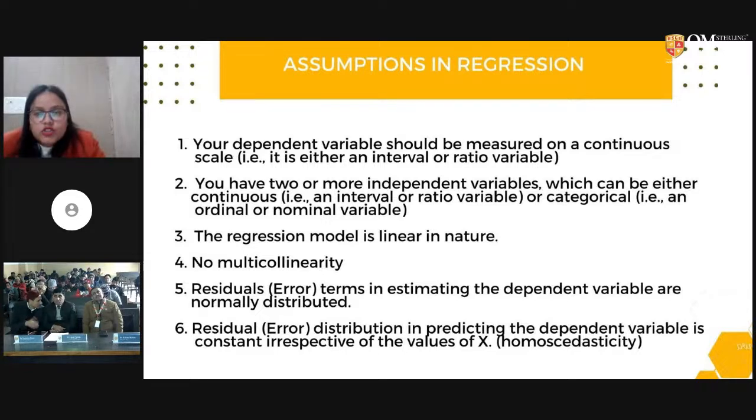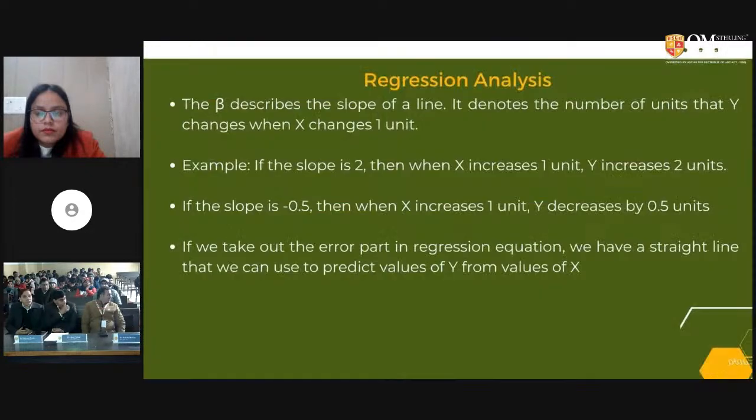Then we also have the assumption of residual error distribution in predicting the dependent variable, which means your error terms should not be related to each other. That is also very important, which is known as homoscedasticity. Next slide, please. So these are basically six assumptions which have to be fulfilled before applying the regression equation. Next slide.